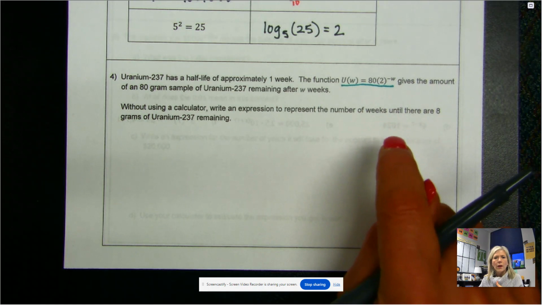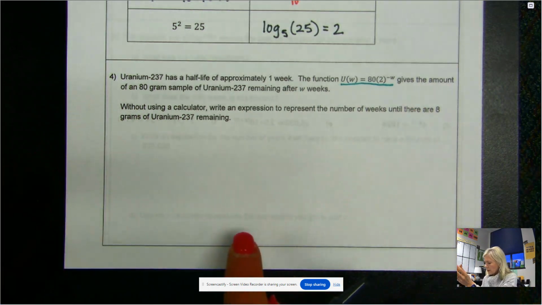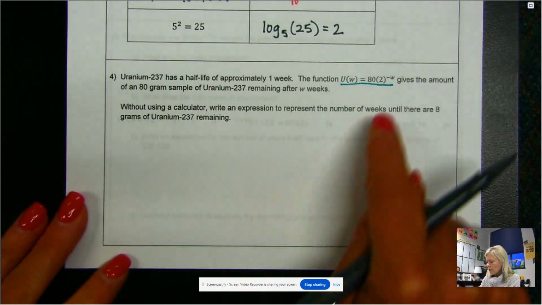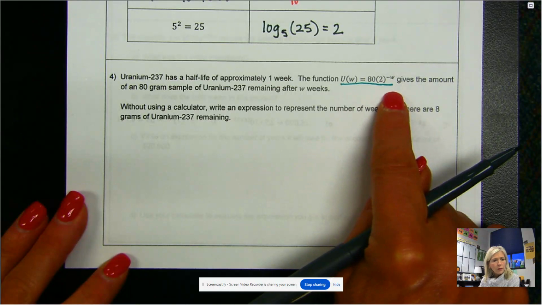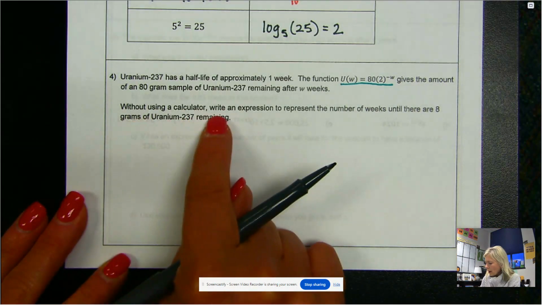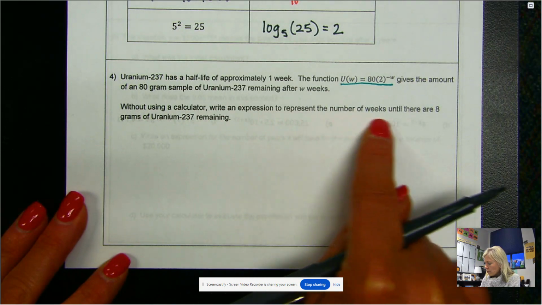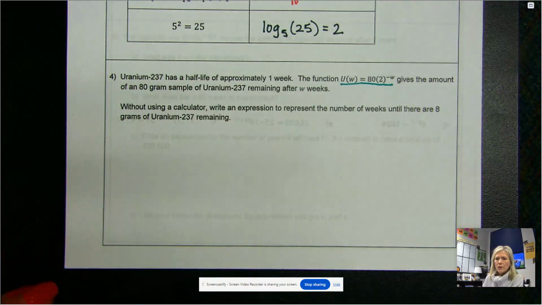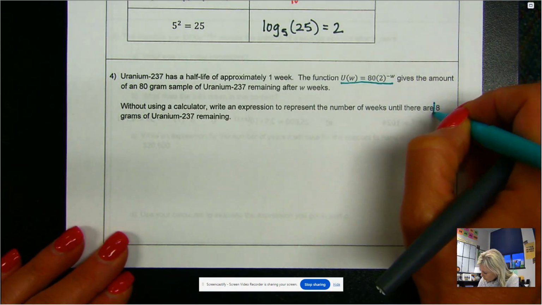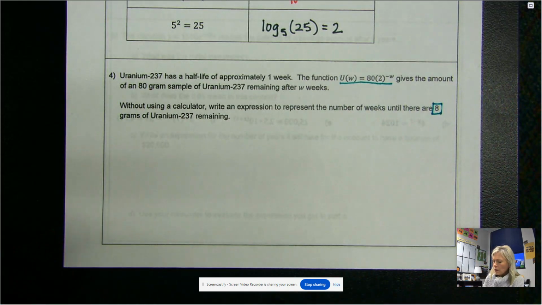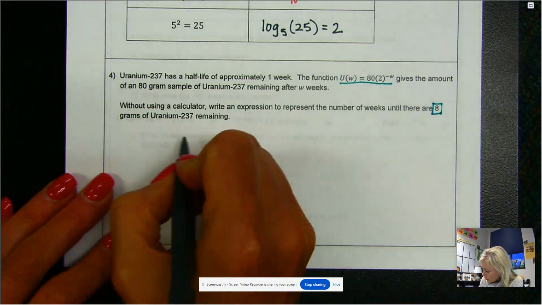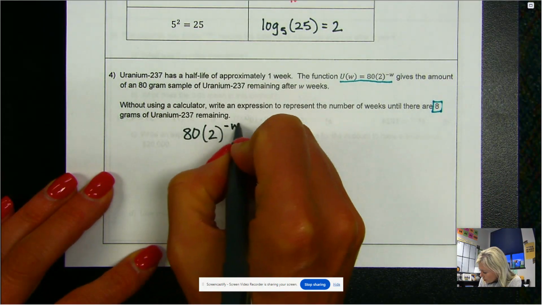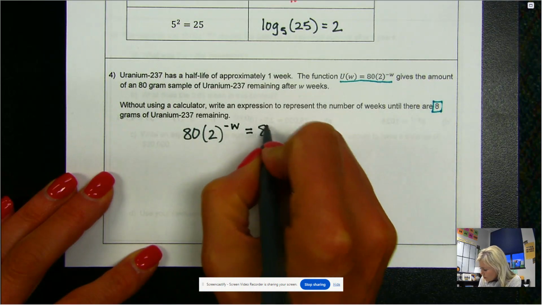So we'll do that. It gives the amount of an 80-gram sample of uranium-237 remaining after W weeks. But like I said, the function is already written for us. Without using a calculator, write an expression to represent the number of weeks until there are 8 grams of uranium-237 remaining. So this is going to be our total here. We're looking for a total of 8. So it's going to start out with an equation, 80 times 2 to the negative w is equal to 8.